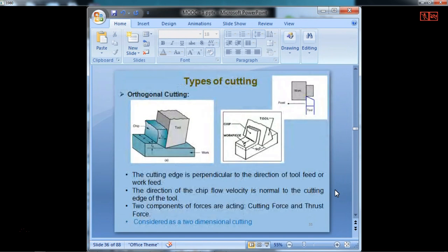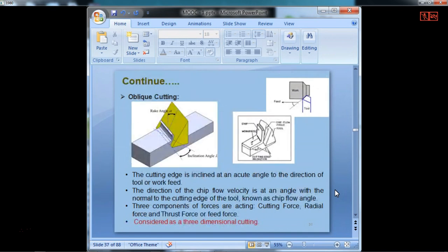Okay, so now there are different types of cutting, the basic cutting. These terms are actually very important, especially if some of you are writing the GATE examination or other competitive exams. Here these two terms: one is called orthogonal cutting, and the second is called oblique cutting. Remember, the first one is orthogonal cutting and the second one is oblique cutting.